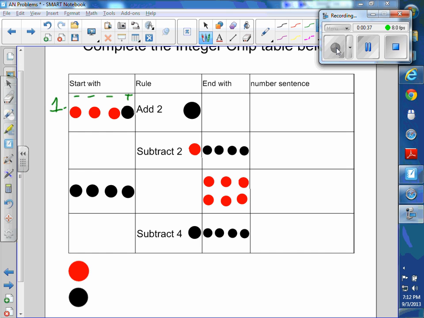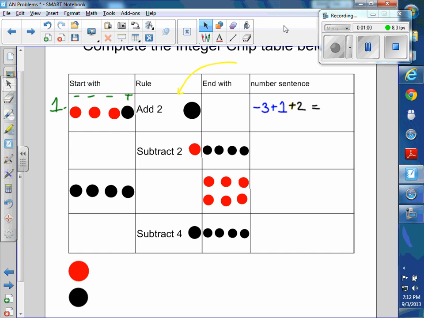If you have 3 negatives and a positive, your number sentence is going to start like that: -3 plus 1 positive. Then we have to look here. It says to add 2 positives, so we're going to add 2 positives. And then we have to figure out what we're going to end with.